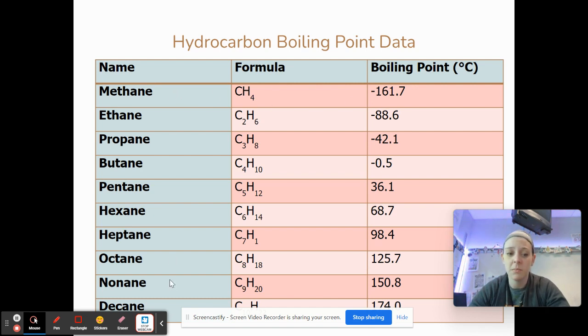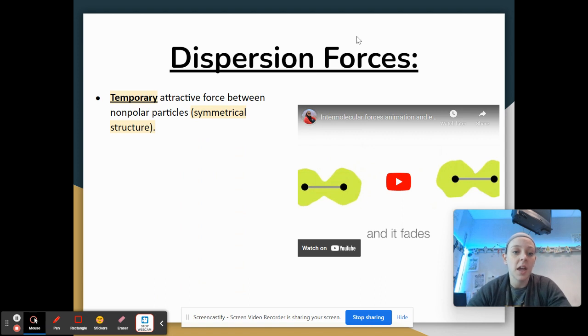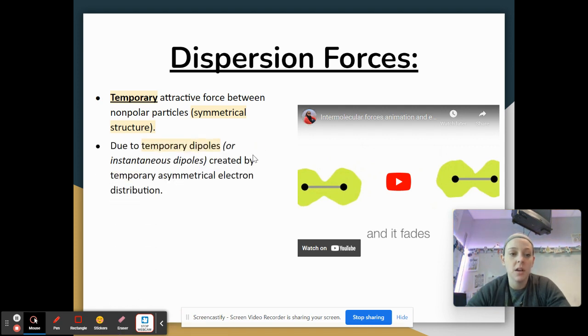So if I look in comparison, methane to octane, they're both carbons and hydrogens. We'll see that they both have the same kind of intermolecular force, but one of which is much stronger. And it's because this compound has much, much more carbons and hydrogens in comparison. So dispersion forces, what are they? They are temporary attractive forces in nonpolar particles. They also create temporary dipoles.